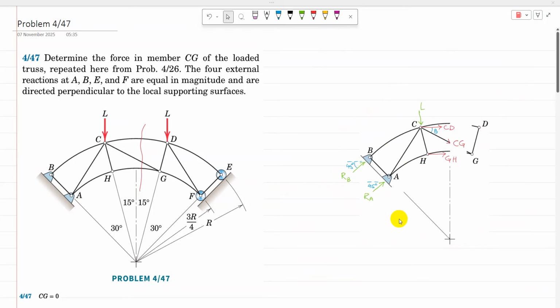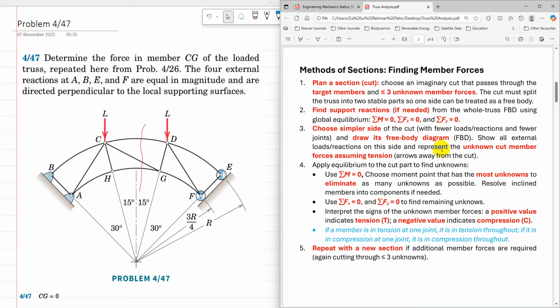So for this section, to analyze, equilibrium conditions are used. I have already assumed the unknown cut member in tension, then I need to apply the conditions of equilibrium, and need to resolve the inclined member into its components.